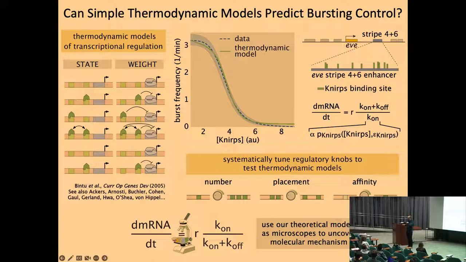Having said that, activators bind for a few seconds, and bursts last for 5 minutes. So there are still a few unknowns here. I don't think we understand what a burst is, and that's kind of the fun of it. Even if at the end of the day the noise of burstiness doesn't matter, it is a window through which you can uncover what's happening at the molecular level.